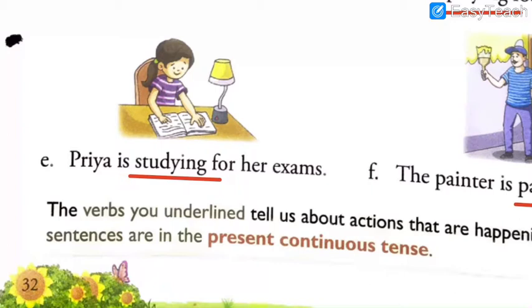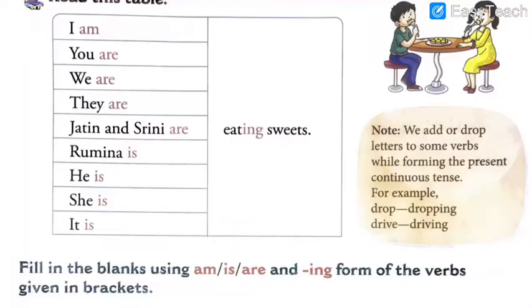So is, am, are, these types of helping verbs are used. That means the word which helps the main verb to complete the sentence. Those are called the helping verbs. So now I hope that you have understood the concept of helping verb and continuous form of tense.